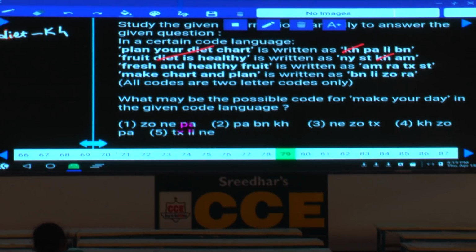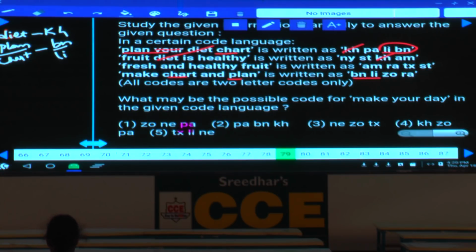Then compare this first and the third. Plan your chart, and 1 and 4, if you observe here, plan and chart are the two words which are common. As plan and chart are the two words which are common, tell me what are the codes common between these two. The codes which are common are LI and BN. BN LI are the two codes for this one, in any order. Then in the first statement, your is the word left over, and the code which is left over is PA, and the code to the word your is PA, isn't it?